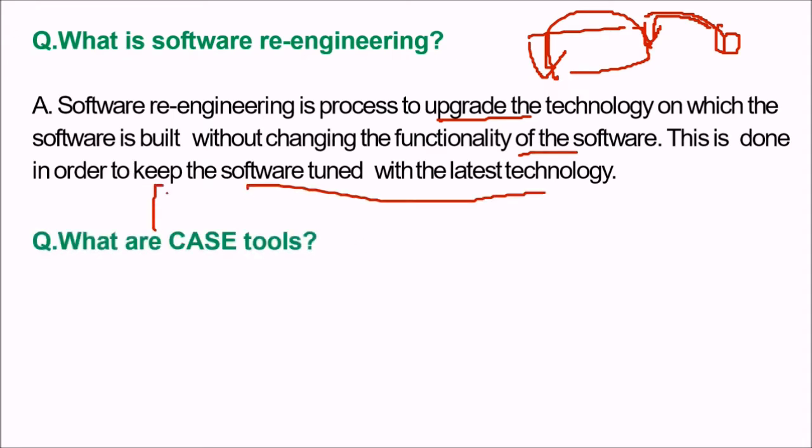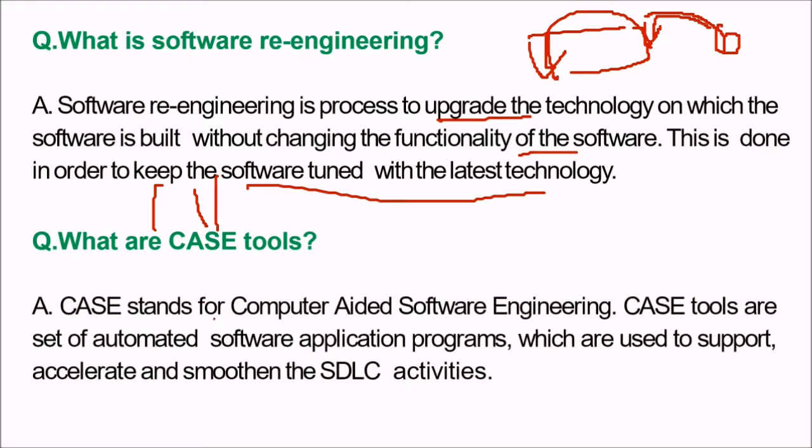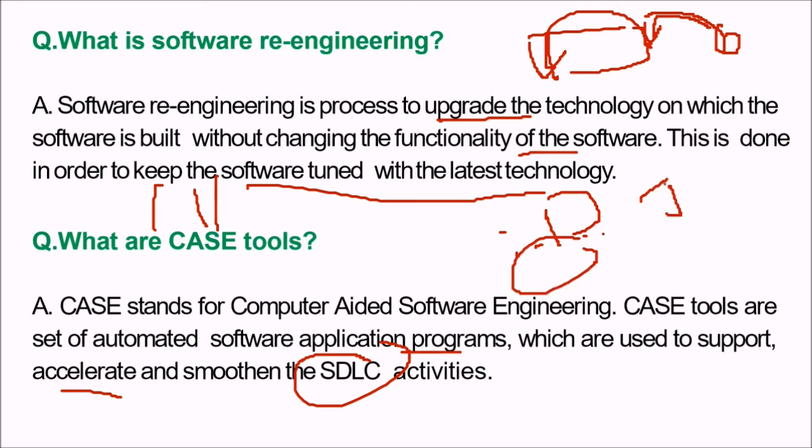What are CASE tools? Computer aided software engineering tools. CASE stands for computer aided software engineering. These tools are a set of automated software application programs which are used to support, accelerate and smoothen your SDLC activity, the software development lifecycle. There can be different tools for different phases, or there can be one tool. There are various tools, like JUnit, etc., which work on the complete SDLC.